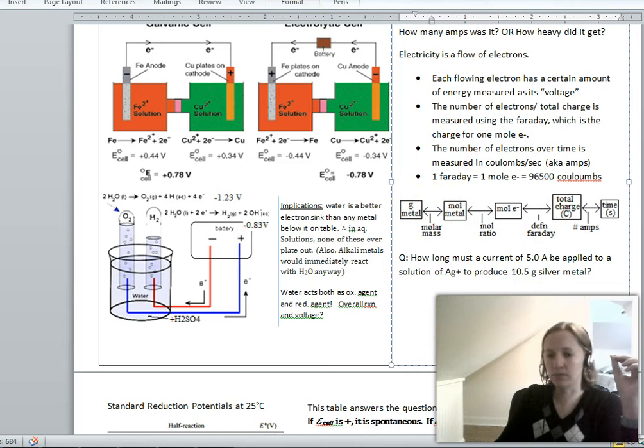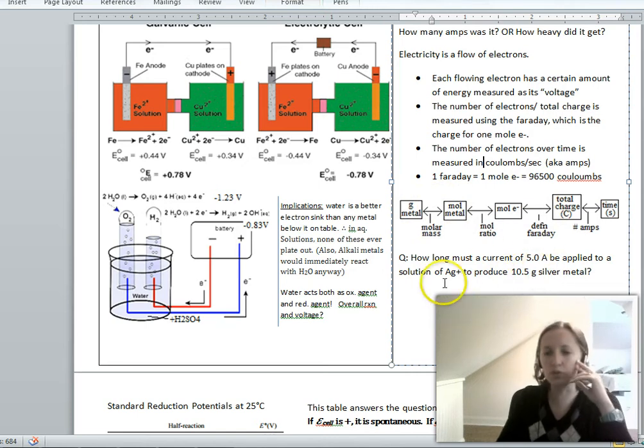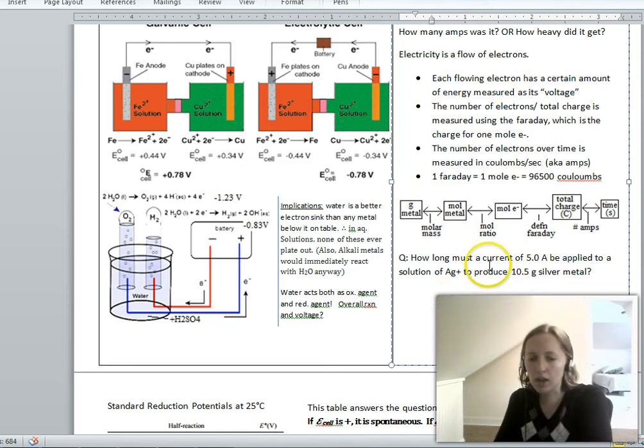So let's see, what are we doing? Silver. How long must a current of 5 amps be applied to a solution of silver to produce 10.5 grams of silver metal? All right. The thing to remember about these is that you're either starting at grams and getting to time, or starting at time and getting to grams. This one wants to get us to time, so we're starting with grams.